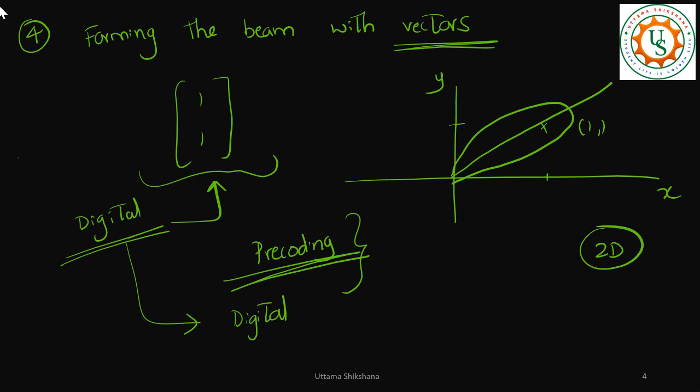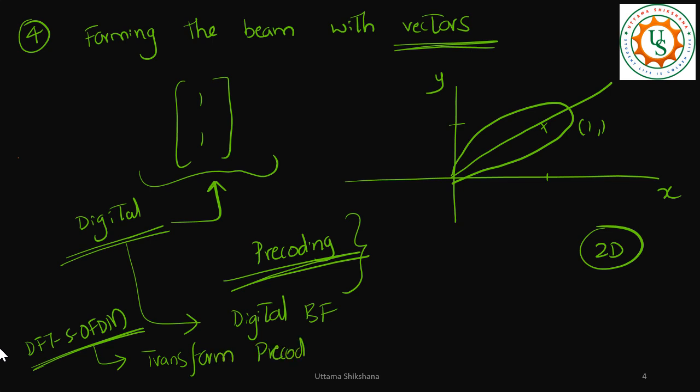Even when we perform DFT as in OFDM, this also ensures that a certain kind of beam is formed in the space. As per the 3GPP spec, this is also known as transform precoding. Here also the digital beamforming is happening with this block. I hope you got this concept.